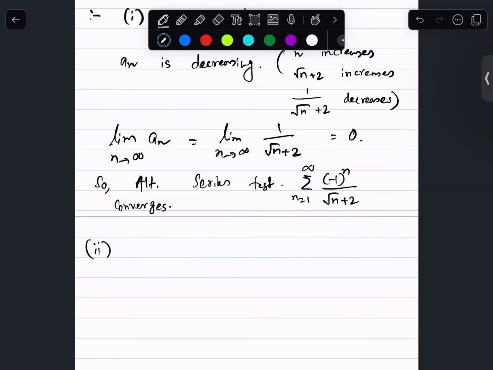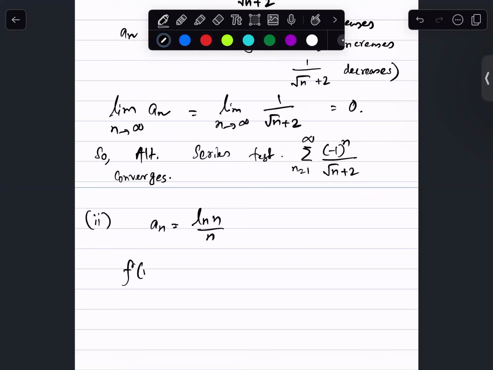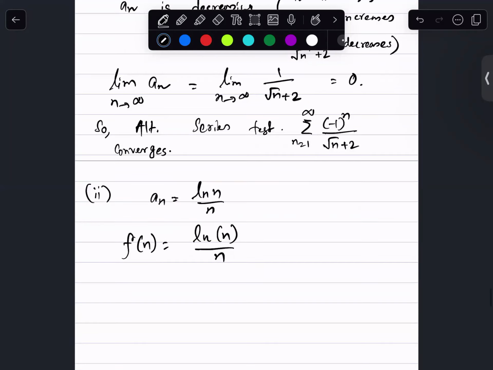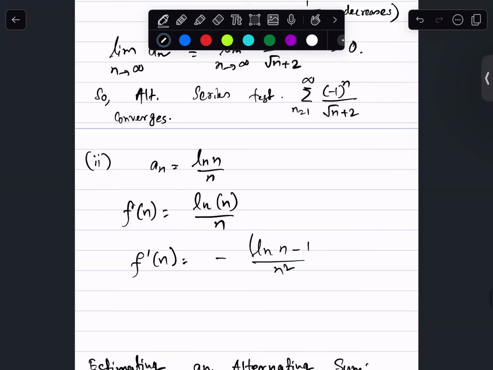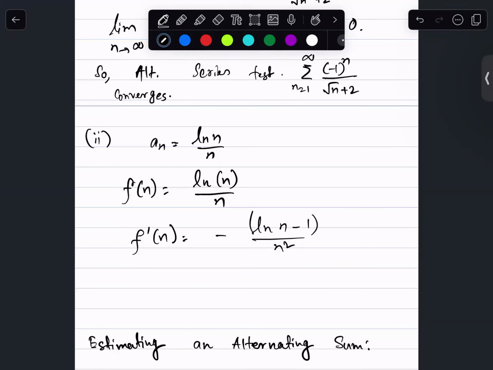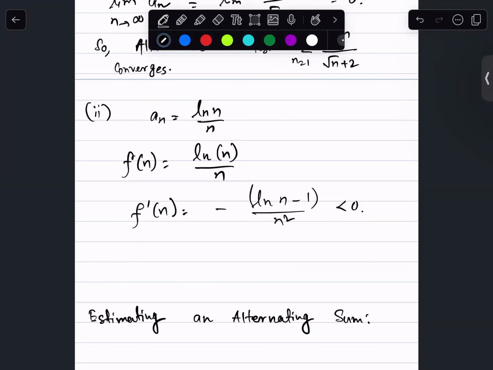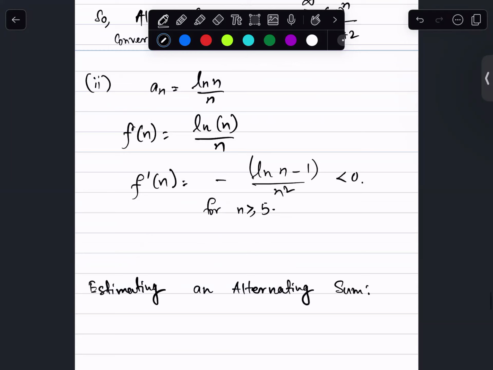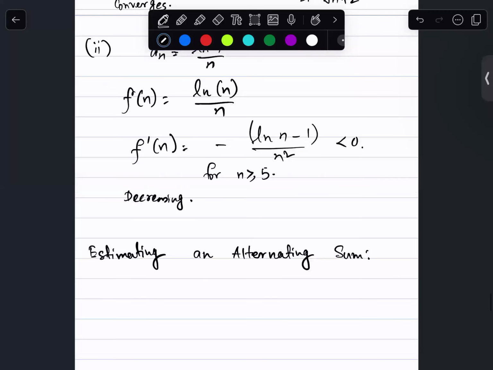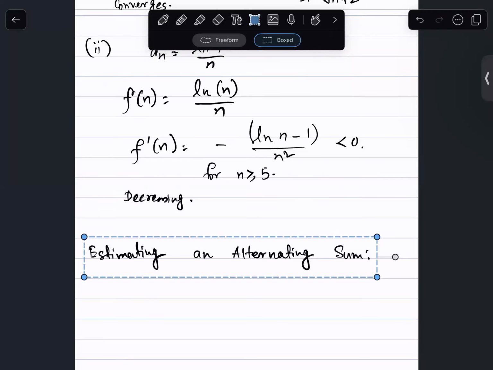Okay, for the second example, I have an to be ln n over n. The other way to check the decreasing terms is we can consider f(n) to be ln n over n, and then f prime of n will be (1 minus ln n) over n squared. You can check that with the product rule. This is less than 0 for n bigger or equal to 5. So therefore this is decreasing. This is the first derivative test for increasing or decreasing functions. You may have encountered this in Calc 1. So therefore the sequence is decreasing.